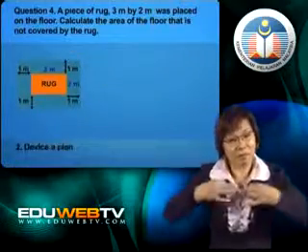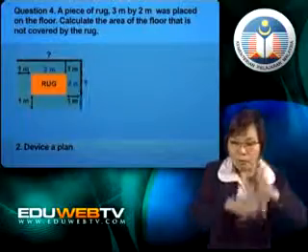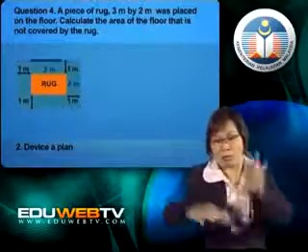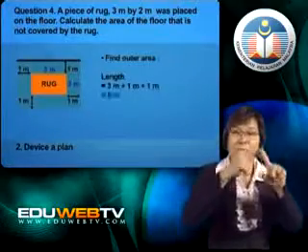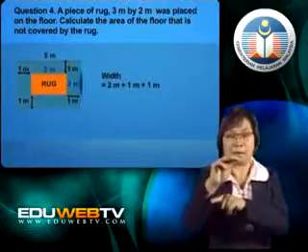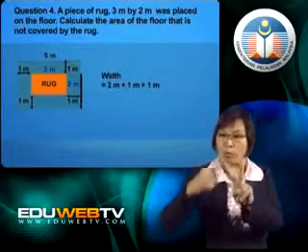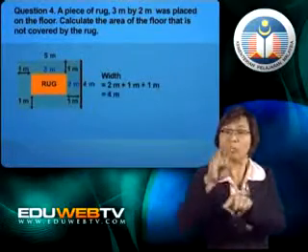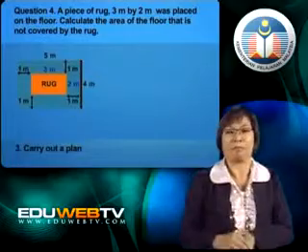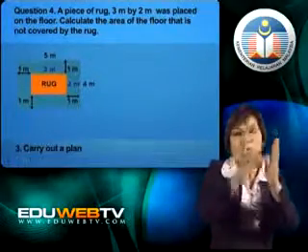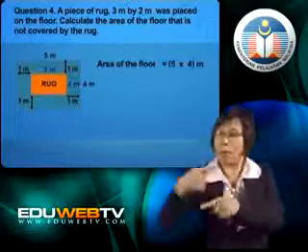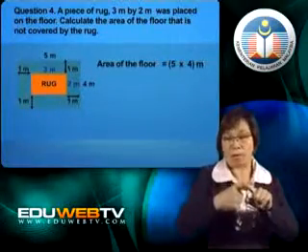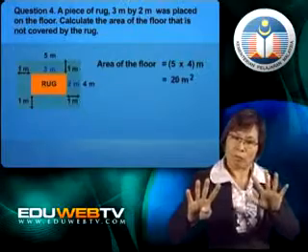Second, devise a plan. Find the length and width of the outer area. To get the length, 3 meters plus 1 meter plus 1 meter equals 5 meters. The width, 2 meters plus 1 meter plus 1 meter equals 4 meters. Third, use the formula for area. Area equals length multiplied by the width. Area of the floor, 5 meters multiplied by 4 meters equals 20 meters square.